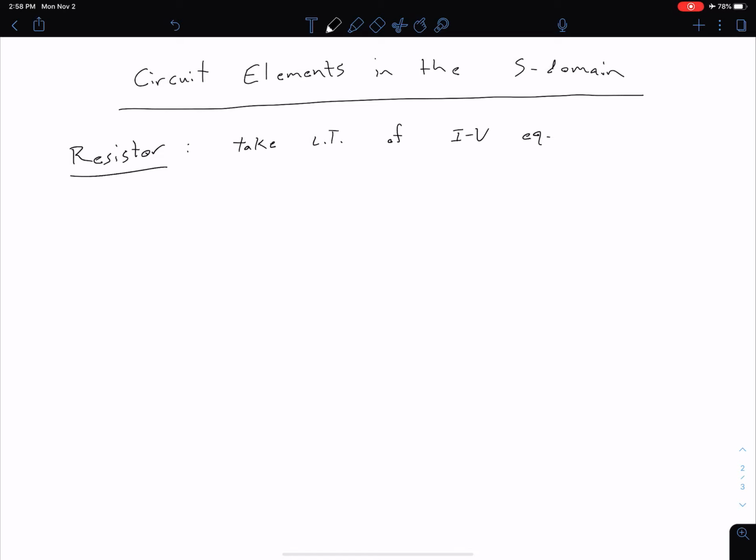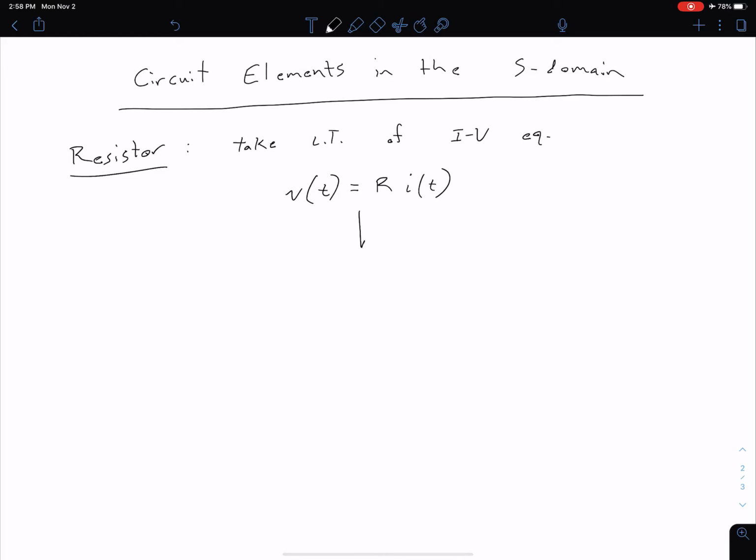And so by IV equation, of course, that stands for our current voltage equation. And so we know from Ohm's law, our current voltage equation is the voltage is equal to R times our current. And so the only difference that we have here compared to how you're maybe used to seeing it is I've explicitly labeled voltage and current as functions of time.